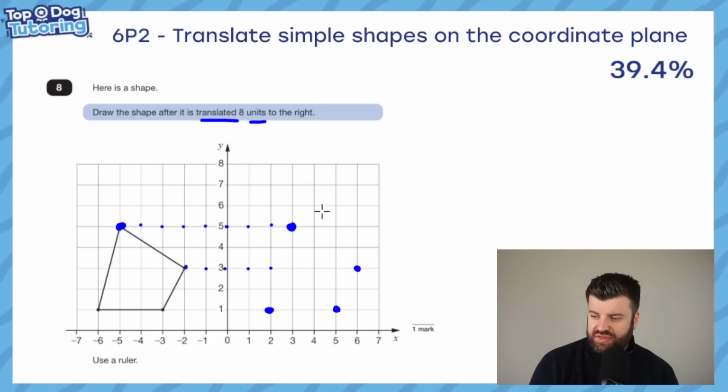I'm going to get my straight line tool. You will be using a ruler and a pencil to do this very accurately right into the corner where the lines cross over. And there's your answer. That's it. It's as simple as that.